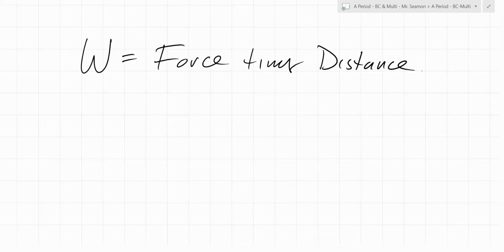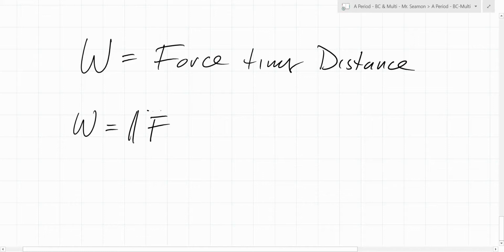If you're pulling something up a hill and you're not pulling it straight up the hill, you're standing up and pulling it at an angle. So what we found when we used our notation was work was going to be equal to the magnitude of the force parallel to the direction the object is going in times the magnitude of the direction you're going in.